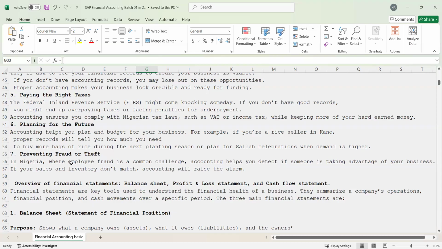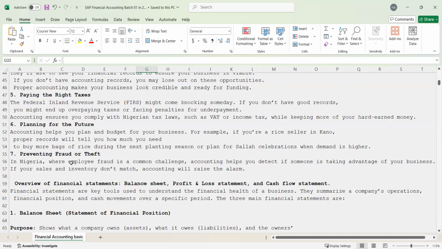Accounting helps you to detect if someone is taking advantage of your business. For example, if you sell an inventory that doesn't match, an accountant should raise an alarm. For any amount you are paying for any expenses or any money that is going out of your purse, you should be able to have a receipt to back it up. So these are the importance of accounting. It's very key. In fact, it's the bedrock. Accounting is the bedrock of every business. You cannot do away with an accountant.